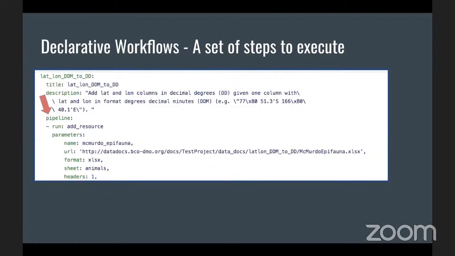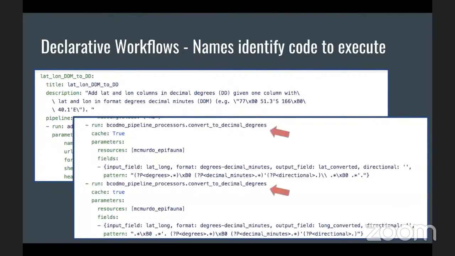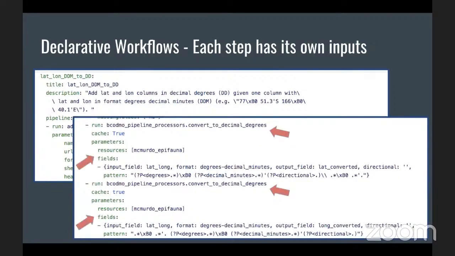And so it might be the definition of a particular step. Each step has a name, and then each step also has inputs into that name. Names are representative of some type of action that should be performed on that data set. And then there are more steps added into this declarative workflow. So you're essentially building out steps to process this data.